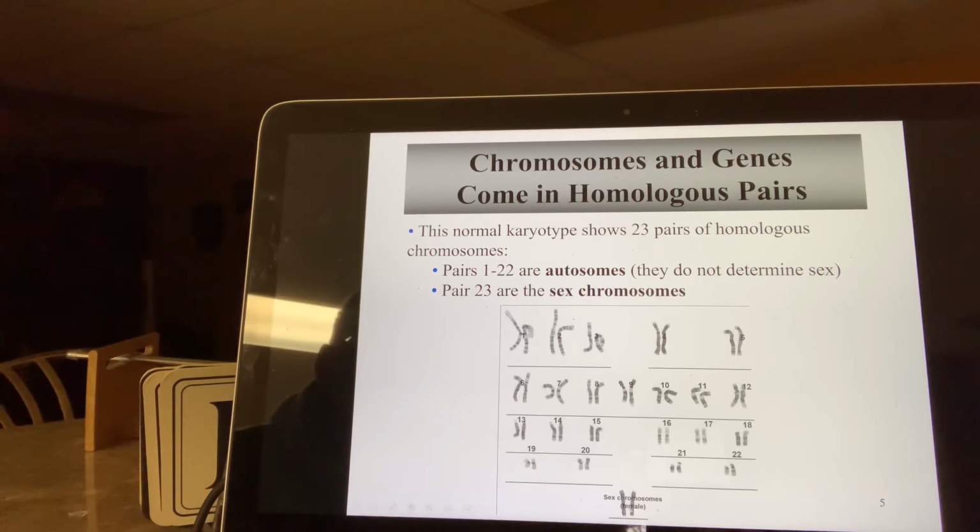In this case, this is a female because there are two long X chromosomes. If it was a male, you'd have a long X chromosome and a very small Y chromosome. So this is homologous chromosome pair 1. Again, you got one of those from your mother, one of those from your father. Chromosome pair 2, you got one of those from your mother, one of those from your father, and so forth and so forth. Each of these chromosomes have in their DNA strands regions of the DNA that code for specific traits. And we'll talk about some of those today.